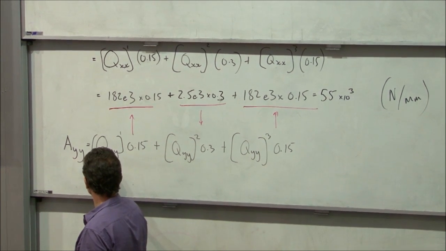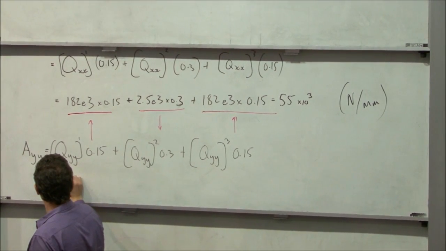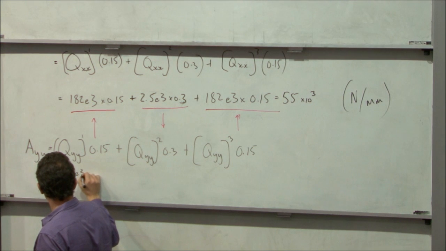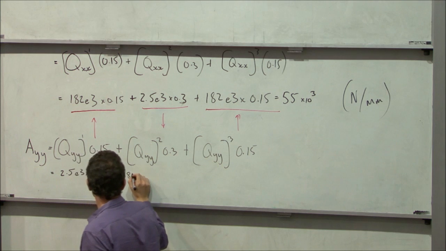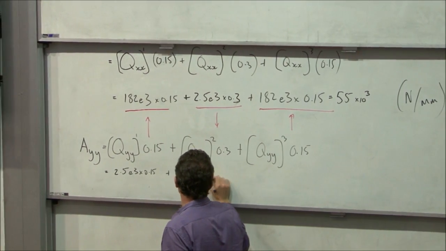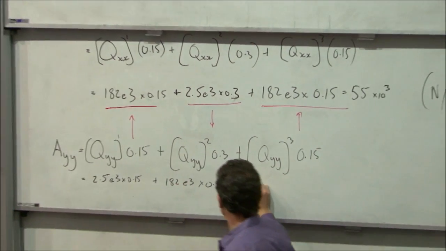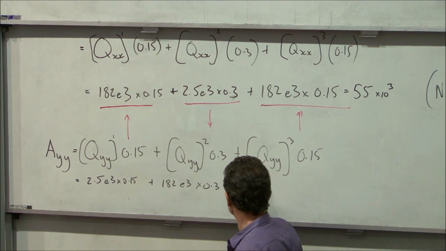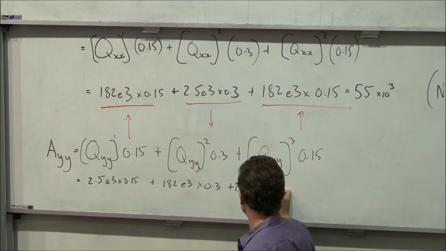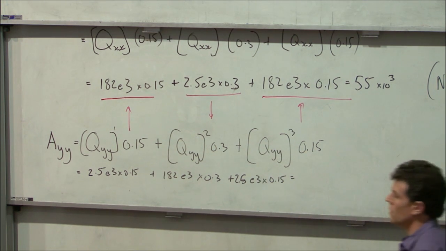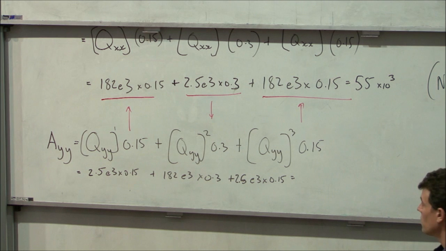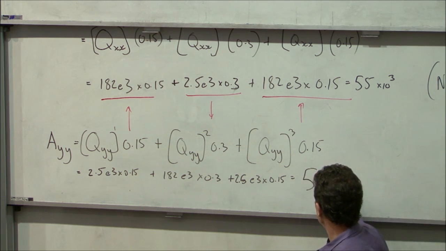So we've got 2.5 E3 plus 182 plus 2.5. So without having to resort to crowdsourcing, I can tell you what the answer is going to be.